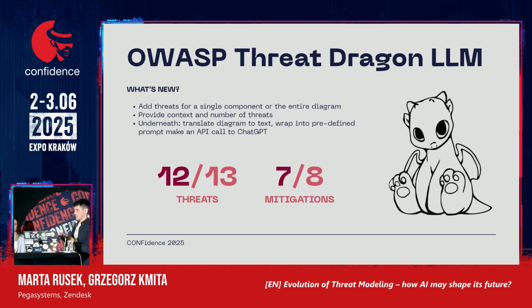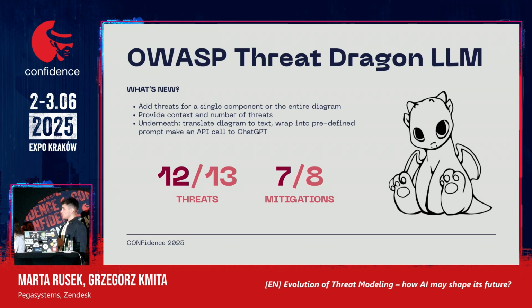So you just translate the diagram into text, you send it to ChatGPT or whatever LLM you use, and you get the response back, what can go wrong and what can you do about that. And the only thing that was needed was to properly parse that data and put it into the right places. So we ran some tests, and we asked 5 engineers that had previous experience with threat modeling to create a threat model for the same service that the OWASP Threat Dragon LLM created a threat model for.